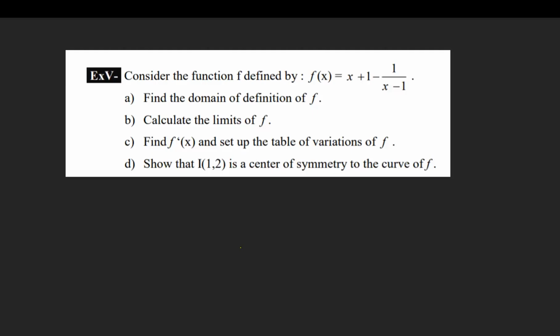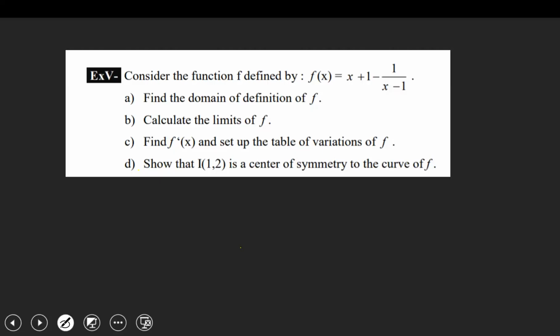Okay. Now exercise. So now we want to find the domain of definition of this function. Part A.